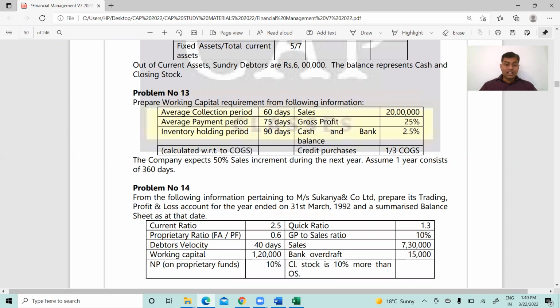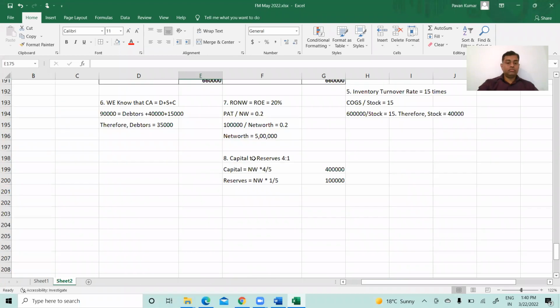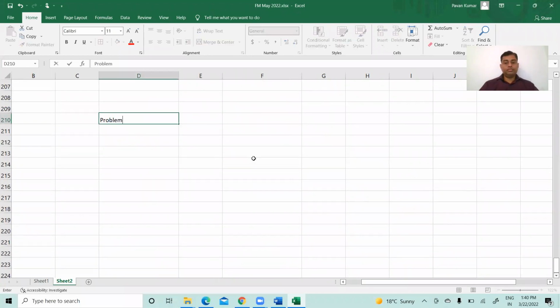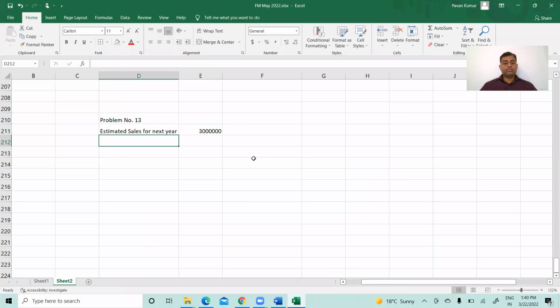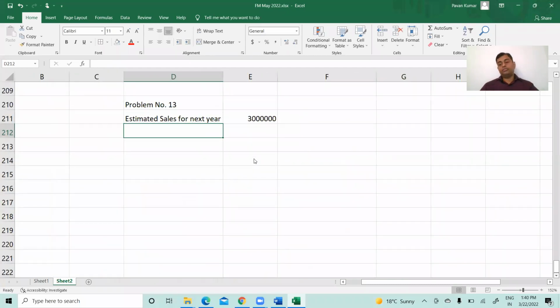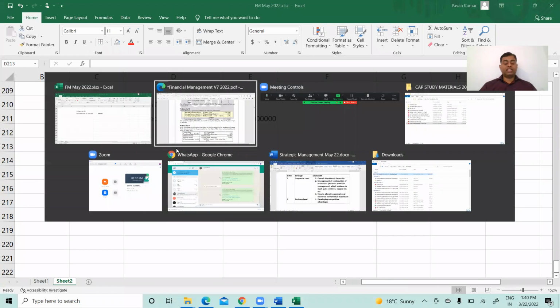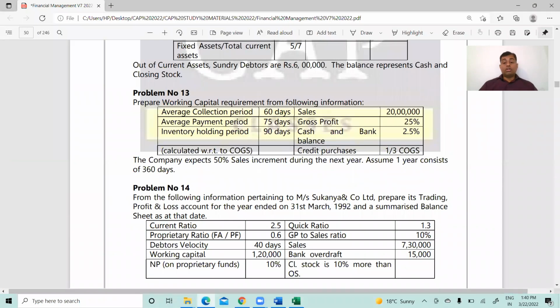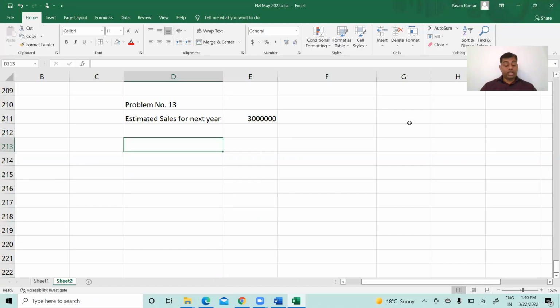So what is current year sales? 20 lakhs. Next year, they're expecting a 50% increase in sales. So can you tell me what will be the estimated sales for next year? Can I say 30 lakhs? Everybody is saying 30 lakhs. Correct. Now, gross profit 25%.